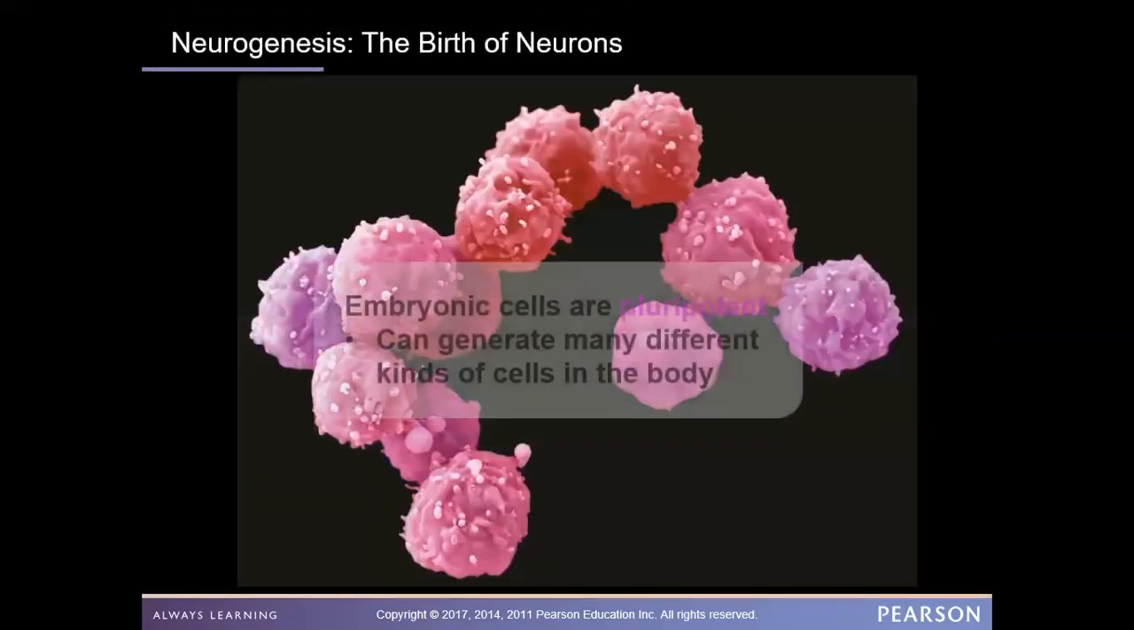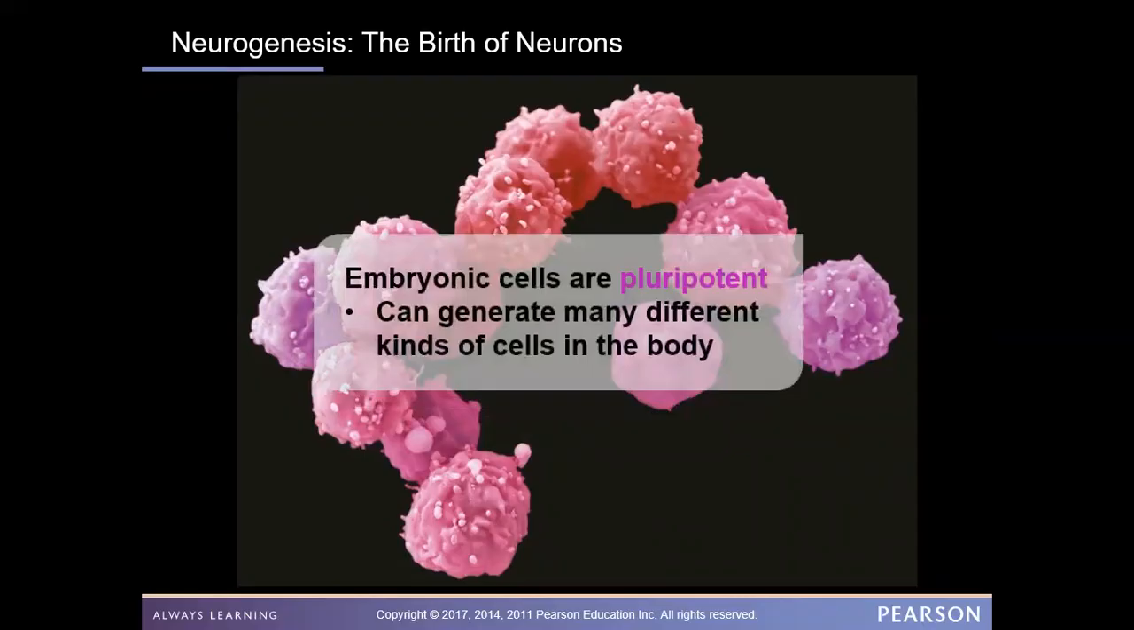So when I talk to you about pluripotency, when I say a cell is pluripotent, it means that it's an embryonic cell and that it can be used to generate different types of cells in the body.